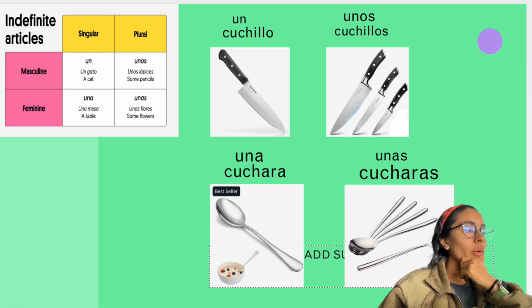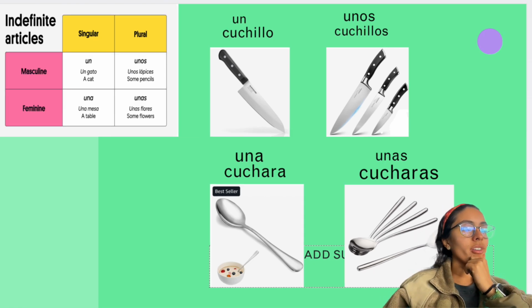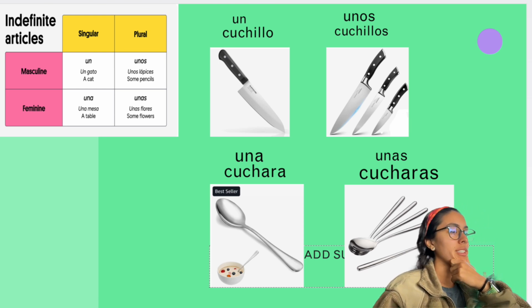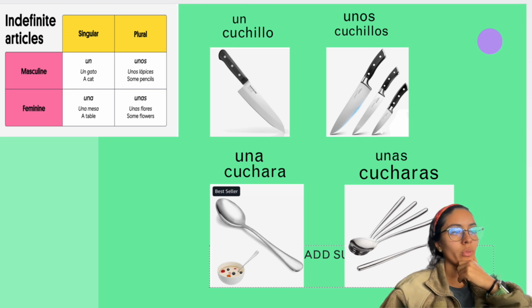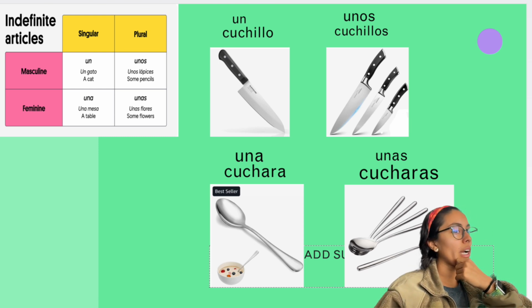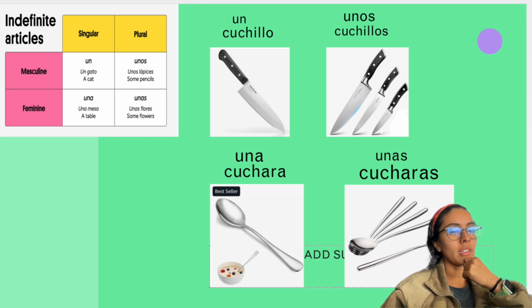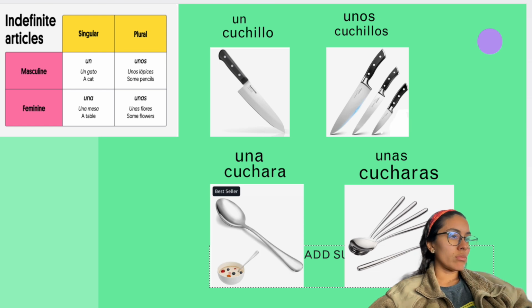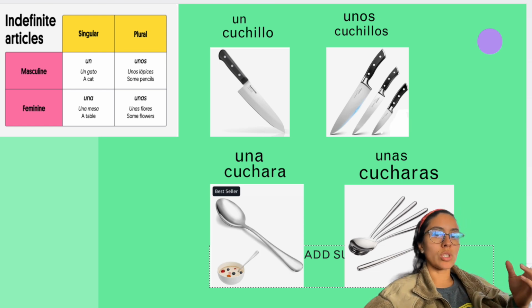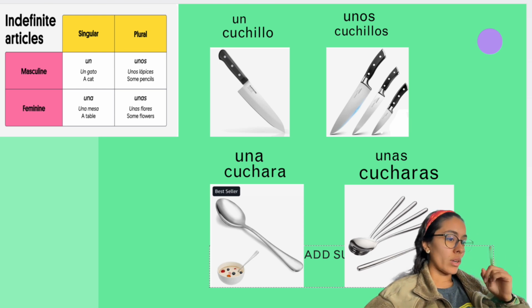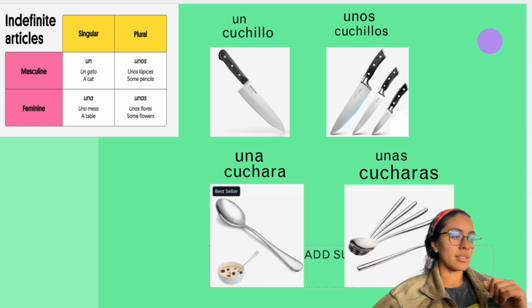Okay, so now we have the indefinite articles, and these we have masculine singular, un, masculine plural, unos, feminine singular, una, feminine plural, unas. Again, same. I use the same word to make things a little more concise. So we have un cuchillo, which is one. We have unos cuchillos, which is many. We have una cuchara, one. And we have unas cucharas, many.